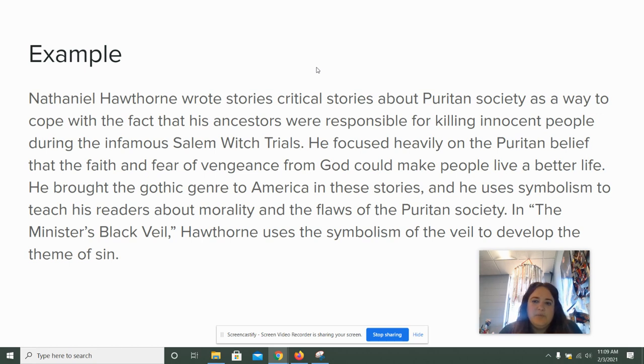He focused heavily on the Puritan belief that the faith and fear of vengeance from God could make people live a better life. He brought the Gothic genre to America in these stories, and he uses symbolism to teach his readers about morality and the flaws of the Puritan society. In The Minister's Black Veil, Hawthorne uses the symbolism of the veil to develop the theme of sin.